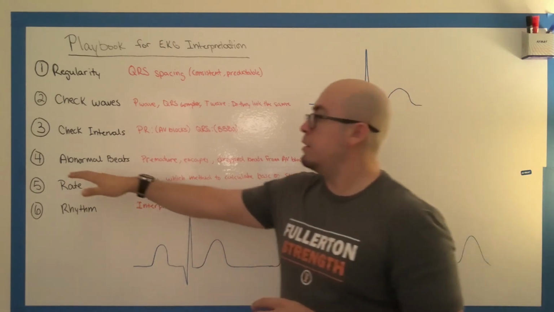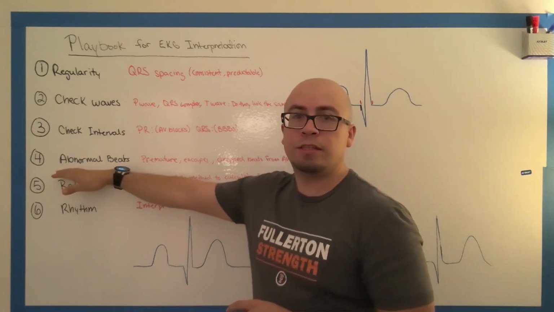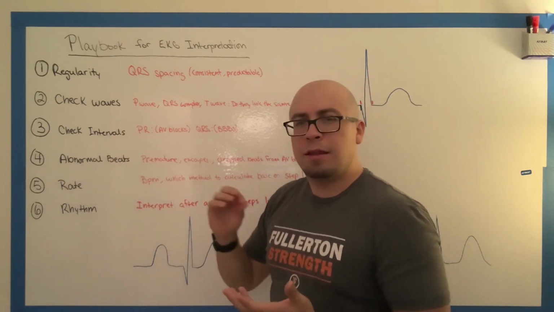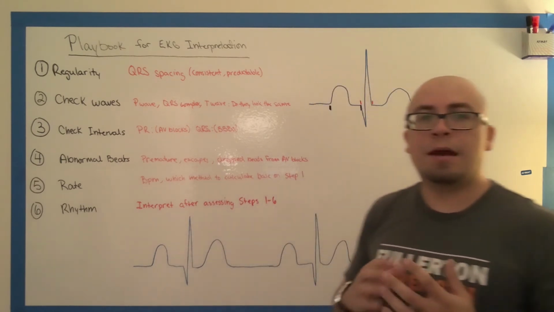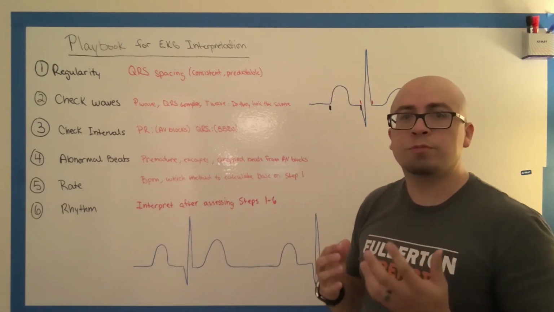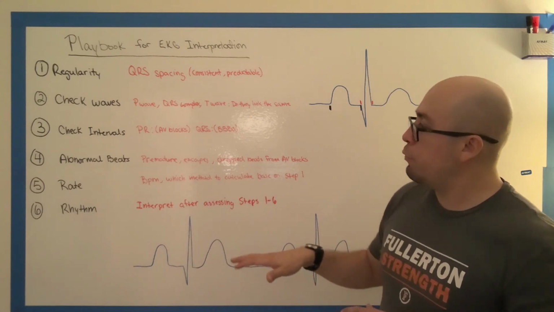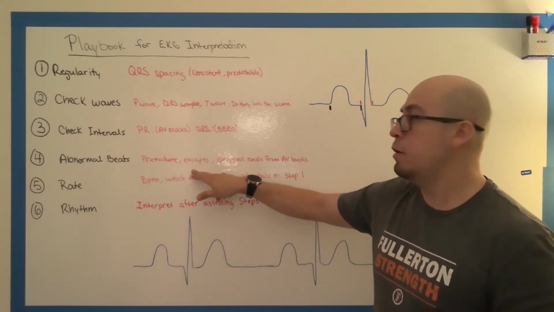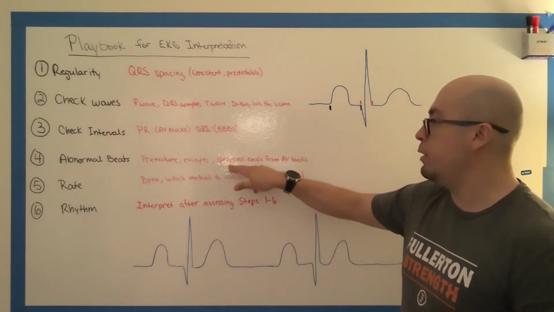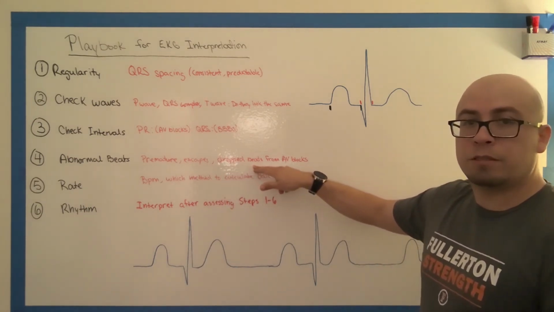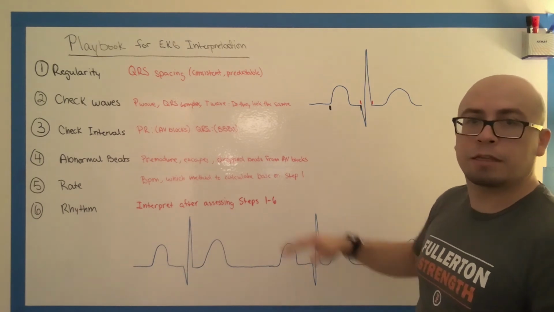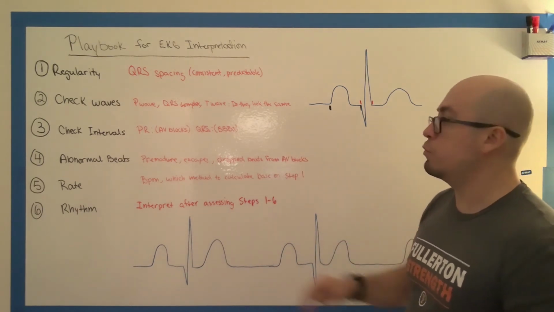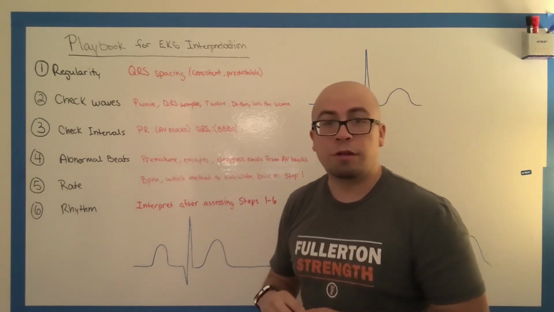Step number 4, I like to tell people, make sure that you're investigating for abnormal beats. That's a pretty generic term, and abnormal beats come in many shapes and forms. But what we're really looking for are premature beats, escape beats, or what I like to call drop beats. These are drop beats from AV blocks. That's why we analyze those right below when we're checking our intervals.